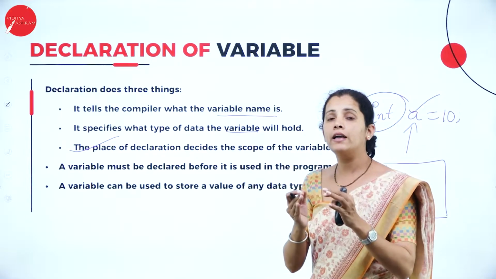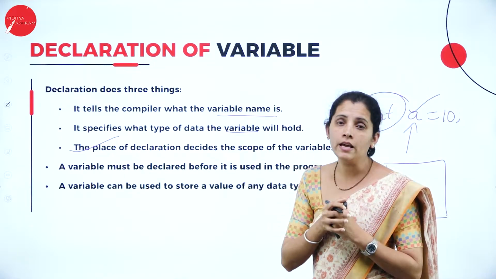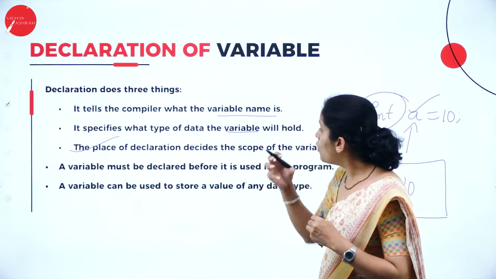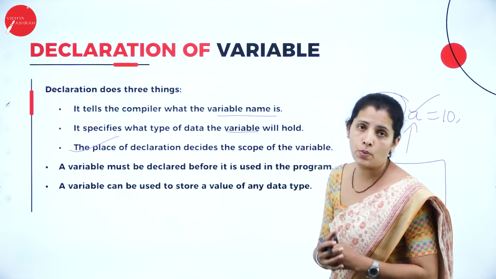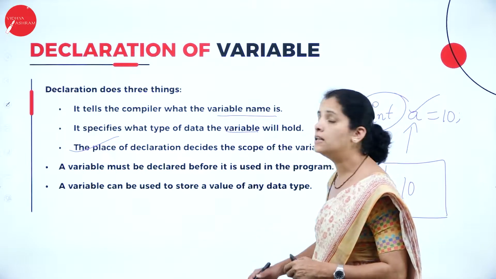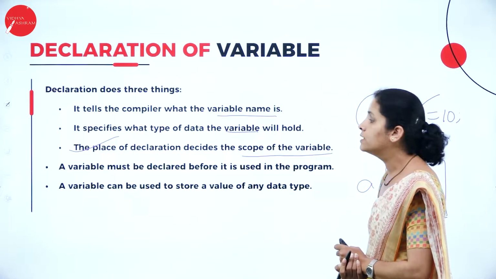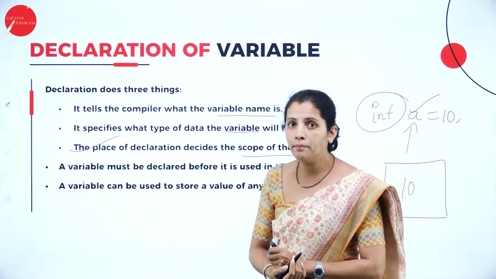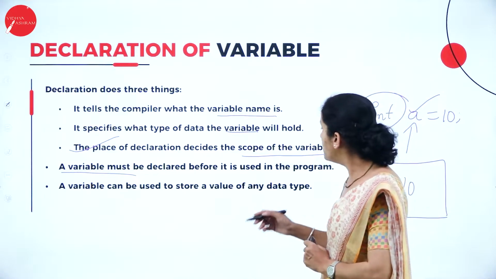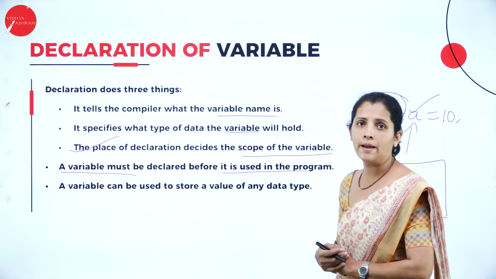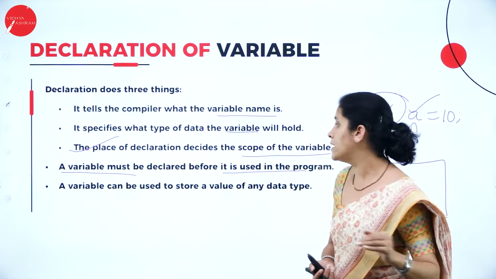That means if I define the variable within a block or inside a method, the scope of the variable is very, very important, and the place where I am going to declare the variable is going to decide the scope of the variable. Another very, very important thing here is that a variable must be declared before it is used in the program. That means I want to declare the variable before I use it.